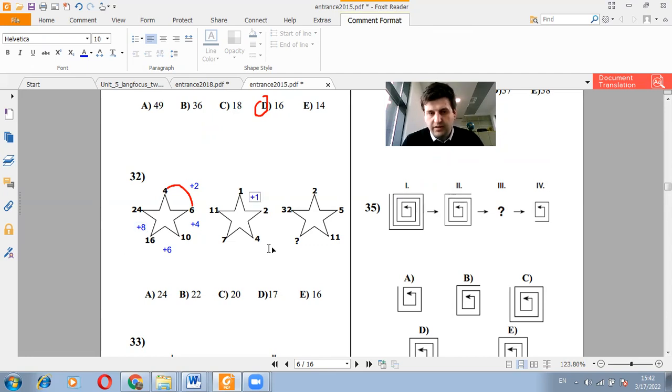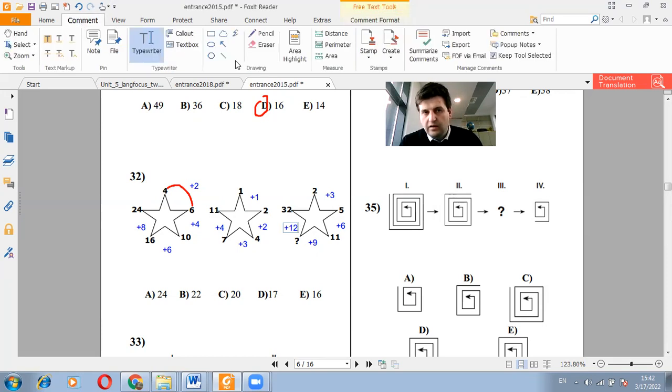Here it increases plus 1, plus 2, plus 3, plus 4. This time it only increases by 1. Here we have plus 3, plus 6. So 3, 6. This should be 9, because if it increases by 3, this should be 9, and this should be 12. So let's check whether we have a possible choice here. 11 plus 9 is 20. And 20 plus 12 makes 32, which is the correct answer.